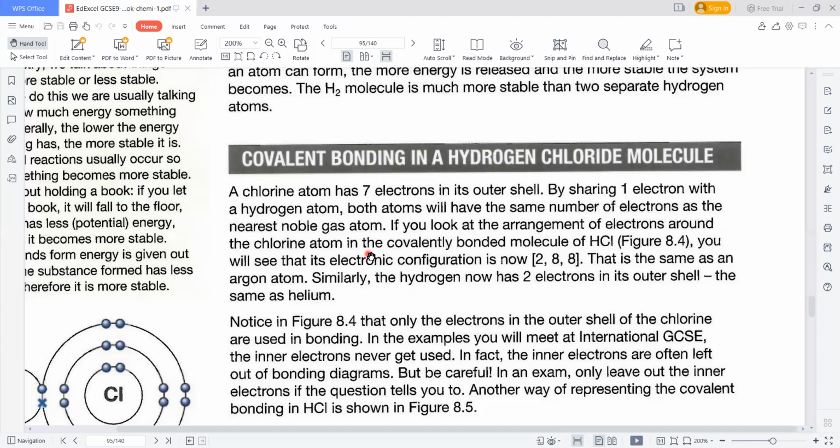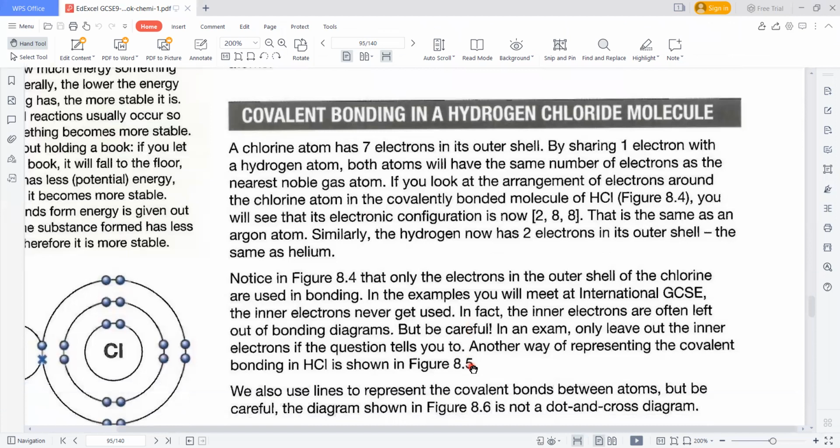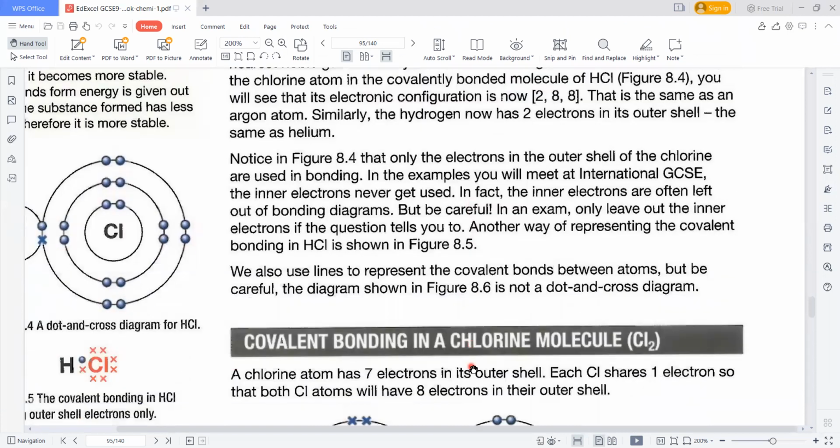Now, there is a point that only the electrons in the outermost shell of chlorine are used in bonding. The inner electrons are never used up. Why? Because bonding is mainly concerned with the outermost shell. When something attains stability by interacting through the outermost shell, why would the inner electrons get involved?